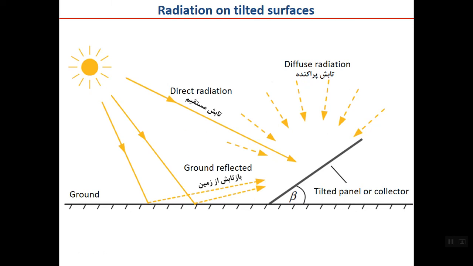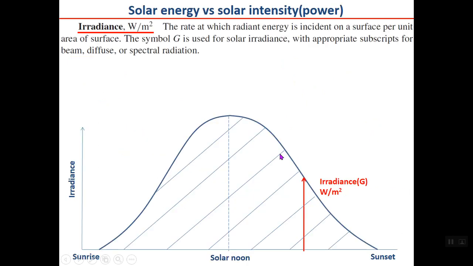But for the horizontal one, it includes direct and diffuse solar radiation. I do not use the word summation because you can see later that it is not so simple to just add, for example, ground reflected to direct radiation to diffuse radiation. There are some complexities.